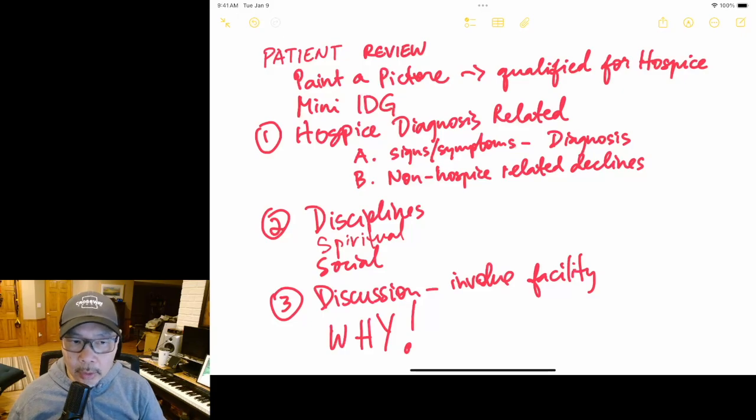So we're working on that, but until we can get that finalized, because I want all the disciplines to give their input. I don't want it to be just about what I think. We need to just organize the patient review. So this is just the preview of how we're going to do this. And again, we'll be working on a form so that you all have something to follow, and it'll be like a mini IDG. Okay? So I hope that helps.